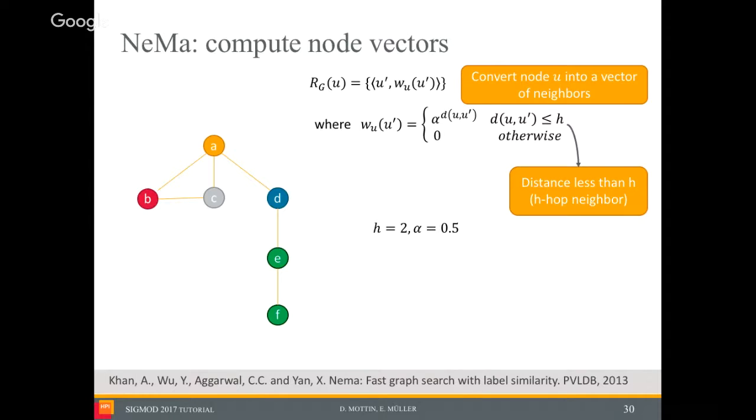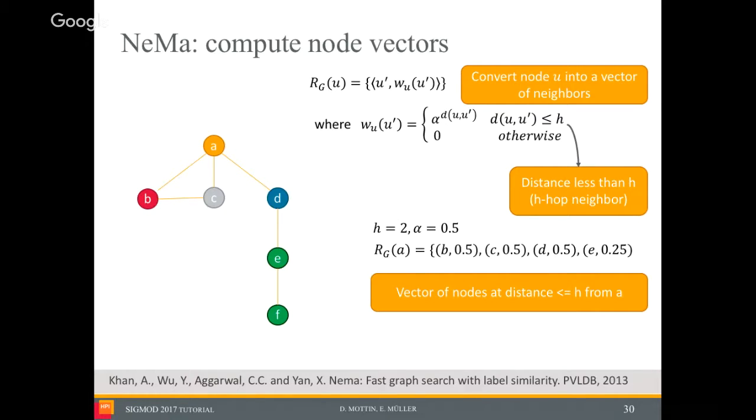Exploiting neighborhood means that for each node you compute a neighborhood vector that includes the nodes that are connected to a particular node at some distance. For instance, if you say that the maximum distance is 2, you consider the nodes B, C, D, and E if you are computing the neighborhood for A. And for each of them, you give a score that depends on the distance. It basically has an exponential decay over the distance.